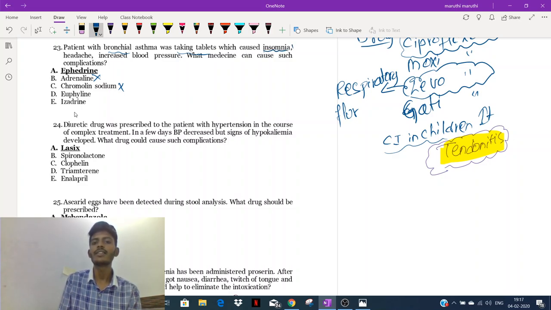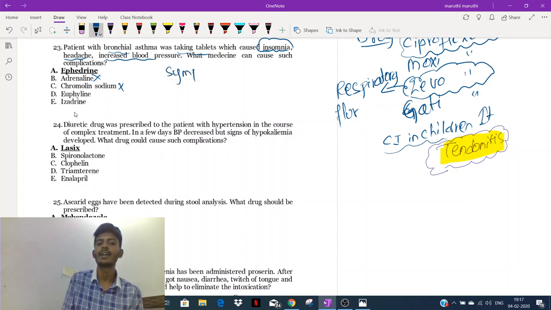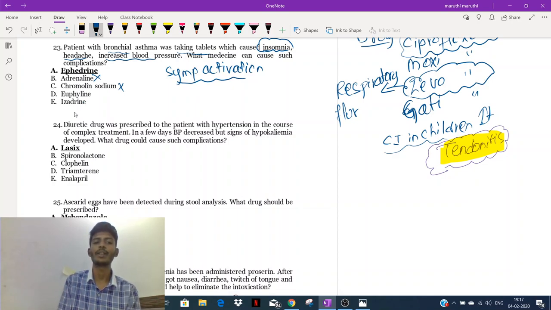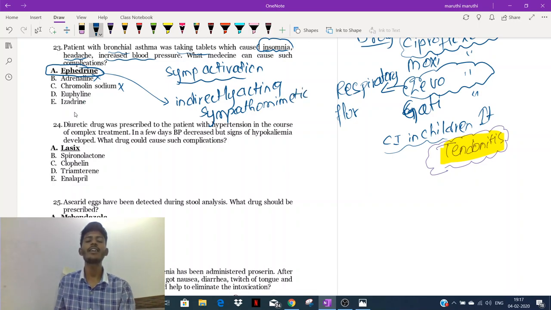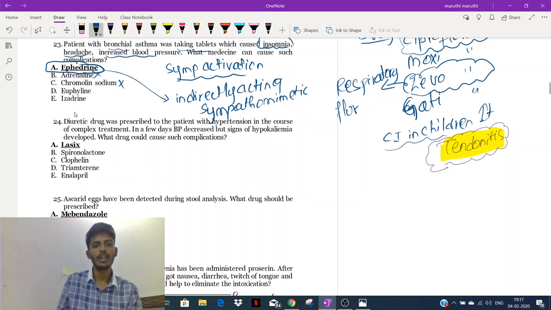Now, insomnia means it is a type of central nervous system symptom. There is a headache and increased blood pressure. They all are sympathetic activation symptoms. So if it is sympathetic activation, which of the following is a centrally acting sympathomimetic? The centrally acting sympathomimetic will be ephedrine. Ephedrine is a type of indirectly acting sympathomimetic. This sympathomimetic will activate the sympathetic activity causing headache, increased blood pressure and insomnia. Okay, so this is the story of ephedrine. Okay, let's go to the next question.